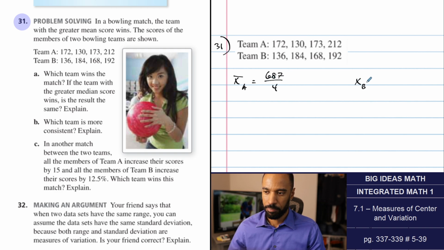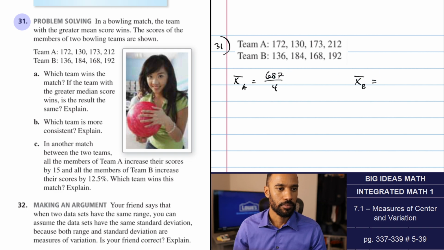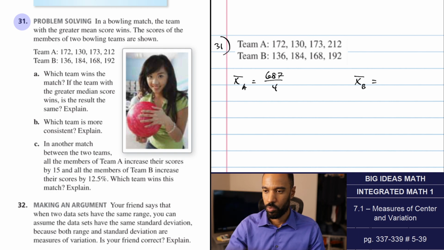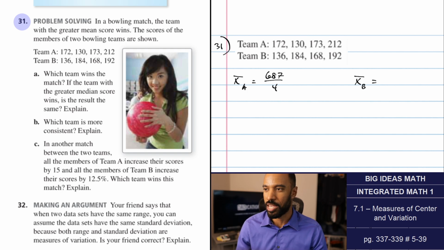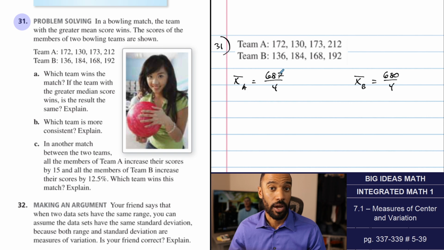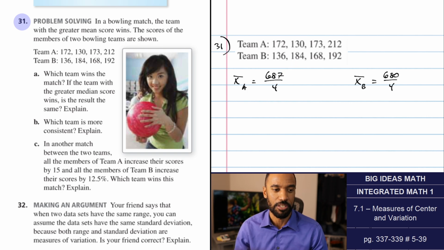And for team B, 136, 184, 168, and 192. We're going to take 680 and divide by 4. Now, here's the thing. Team A won because they have a higher sum. Doesn't matter what the average is. I don't need to technically divide by 4 if they played the same number of games, if they had the same number of points. But let's get the averages anyway.